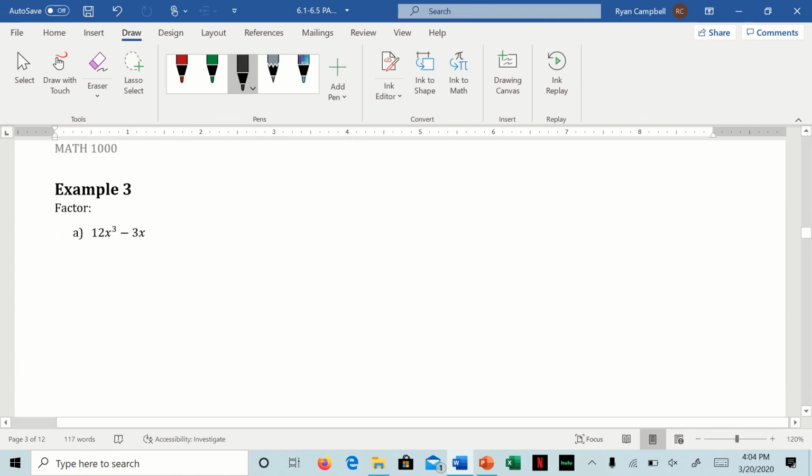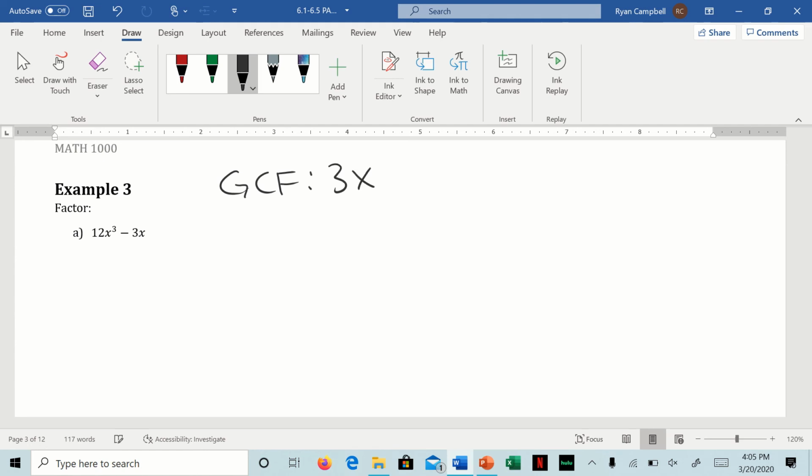All right, example number 3. So let's figure this one out. Well, there's not really anything that's being squared here. So maybe we can do a greatest common factor, right? Is there a greatest common factor here that we could take out? Yeah, there is. We can see that it's actually 3x.